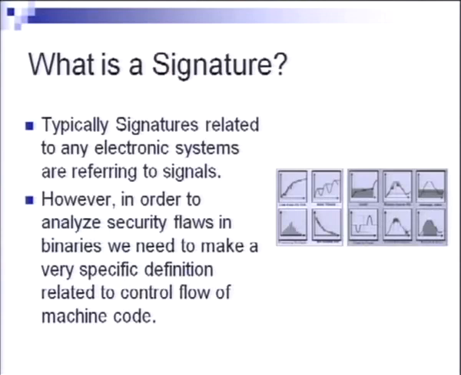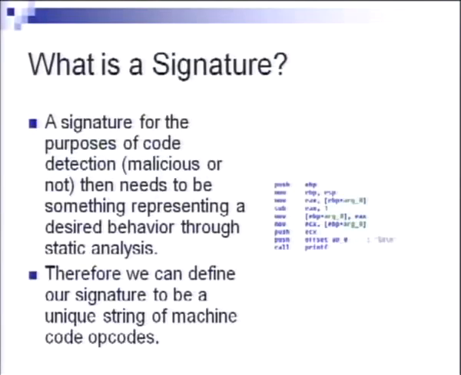And for the second point, we have a very specific definition that's related to the control flow of machine code. Since this is binaries, we can't just look at the source code, because we don't have the source code. So a signature for the purposes of code detection, malicious or not, needs to be something representing a desired behavior through static analysis, as I said before.